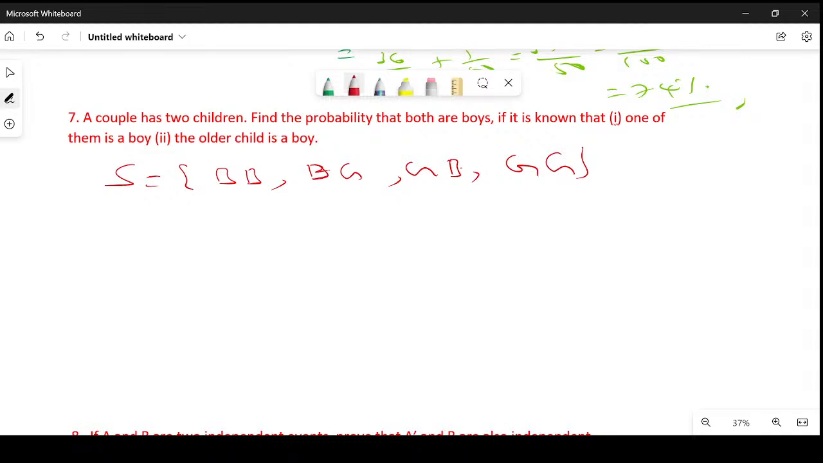Correct. Now you can see here. They're saying it is known that one of them is a boy, the older child is a boy.